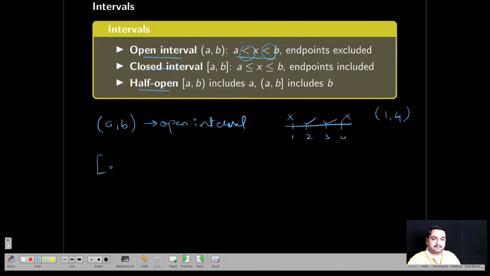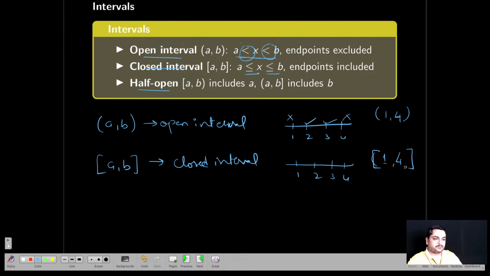Similarly, if I write with square brackets, this is called closed interval. Closed interval means the end points are included, so less than or equal to. So in the same example, I take 4 elements 1, 2, 3, 4. I take the closed interval [1, 4]. So this point is included, as well as this, both end points are included.